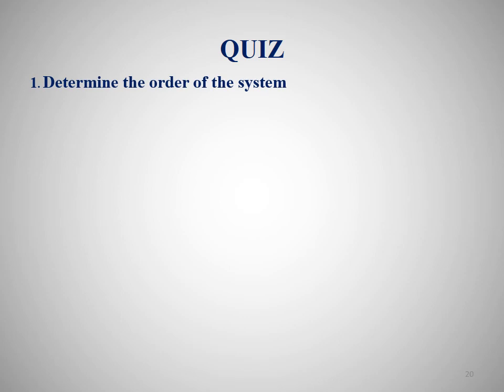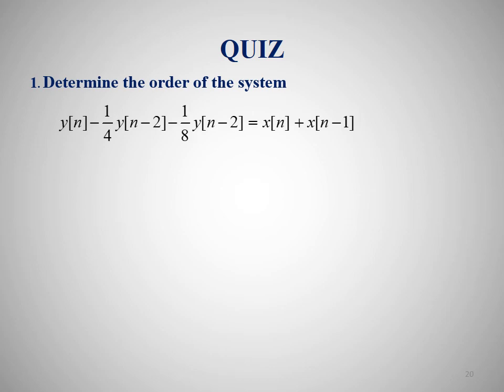Let us consider a simple quiz for the linear constant coefficient differential equation and difference equation. Determine the order of the system given by y of n minus 1 by 4 y of n minus 1 minus 1 by 8 y of n minus 2 equal to x of n plus x of n minus 1. The options are 2, 1, 3 and 0. We know that we have got 2 storage elements, hence the order of the system is 2.